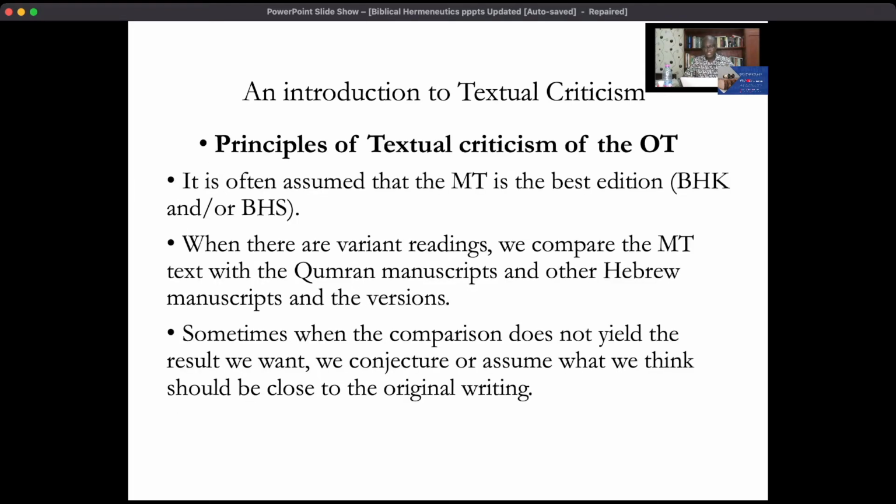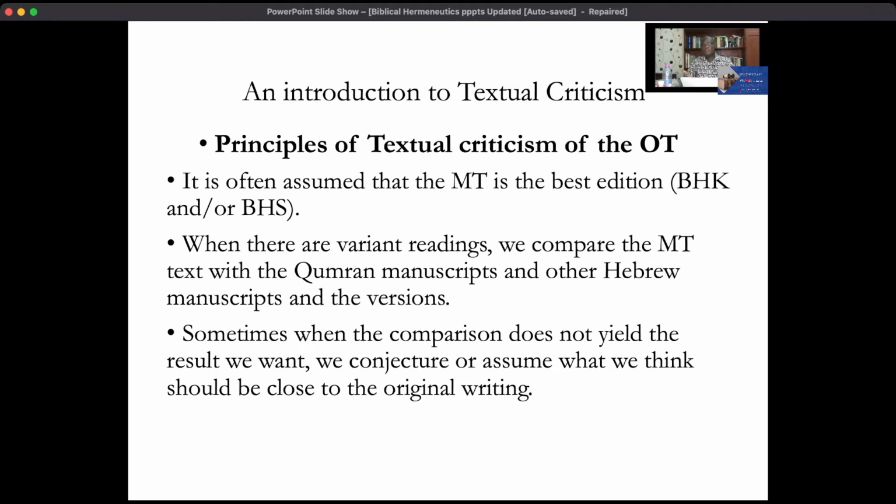Principles of textual criticism of the OT, that is how to establish the original wording of the Old Testament. It is often assumed that the MT, the Masoretic text, is the best edition. So the Hebrew Bible we have today is based on the MT. And the MT copy we have is the Leningrad copy, now kept in Russia. When there are variant readings, we compare the MT text with the Qumran manuscripts and other Hebrew manuscripts and the versions. Sometimes when the comparison does not yield the result we want, we conjecture or assume what we think should be close to the original writing.